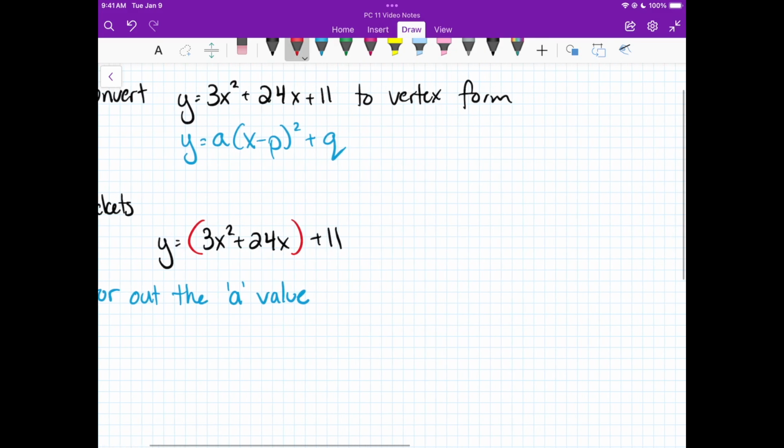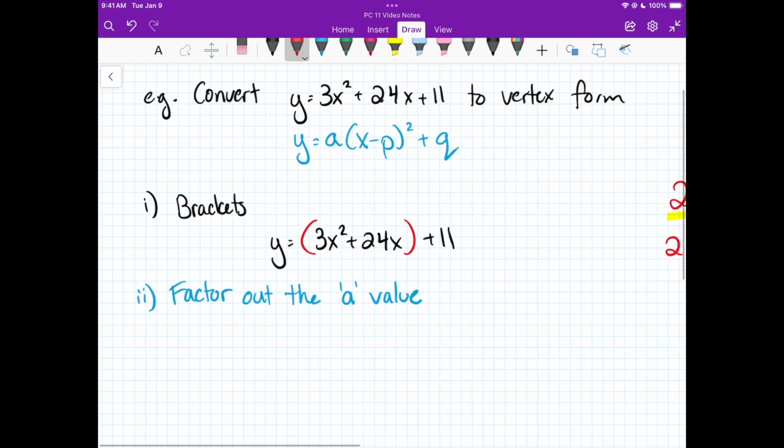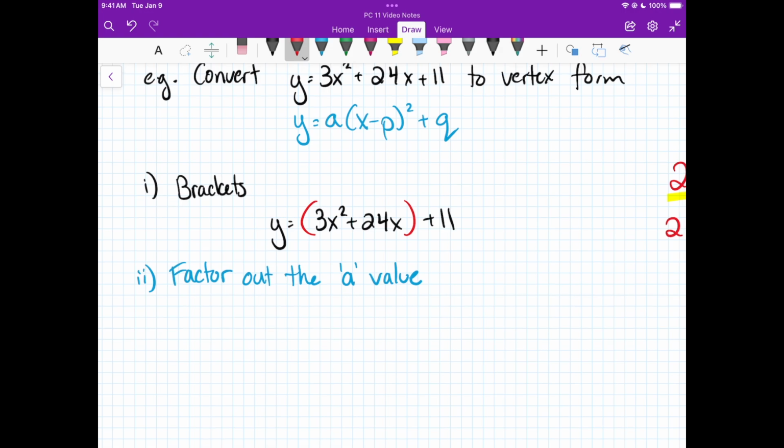Quick little refresher off to the side here, if you can't remember how to take out common factors. Say we had something like 2x plus 10. We're looking for something that goes into both terms. So what goes into 2 and 10? In this case, that's going to be 2. When we do that, what stays behind is x plus 5. We can also take out variables, but again, we don't want to do that here when we're doing our completing the square. We just want to take out the a value. We don't want to take out any x's.